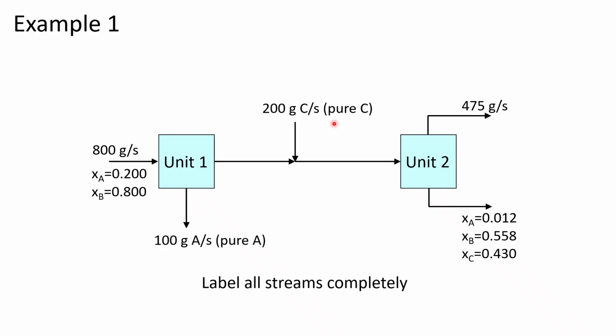However, if we look through the rest of the process flow diagram, we see that there is component C that's introduced here, and therefore C is expected to appear in this product stream from unit 2, the bottom product stream, as well as the top product stream, unless we're told otherwise. So it might be wise to go ahead and label this stream with the composition of C, which we know is 0. In this slide, we've added that information, that the mass fraction of C is 0.